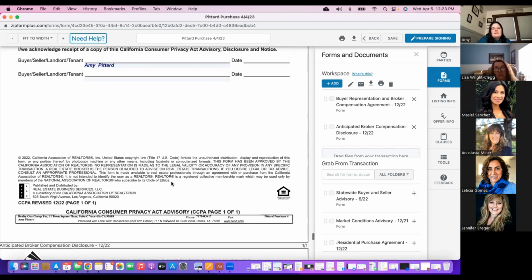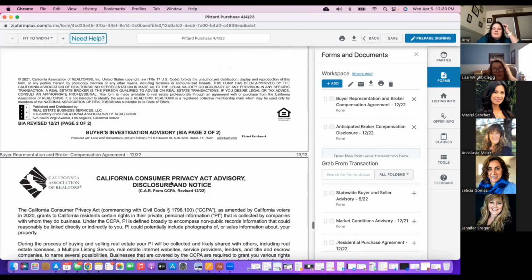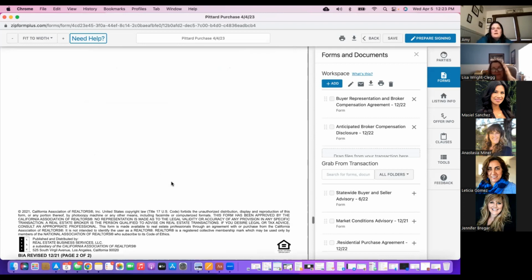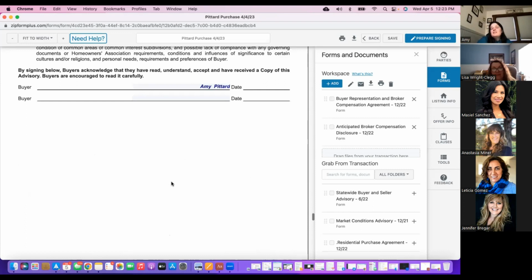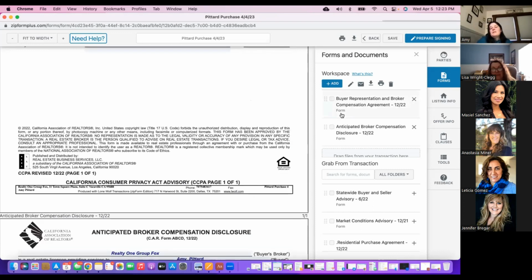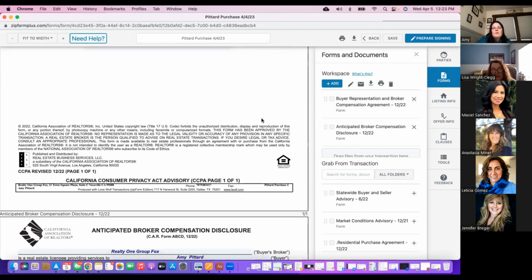That's 13 of 13. So there's 13 pages that are part of the BRBC, and the BRBC itself is only 3 of those pages. Okay, all those other things are required, so don't try to eliminate them or say, oh, you don't have to sign this one today. No, you do. You have to sign all 13 pages.